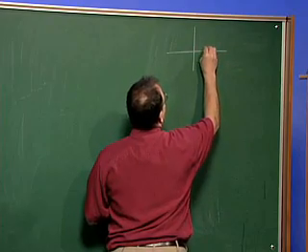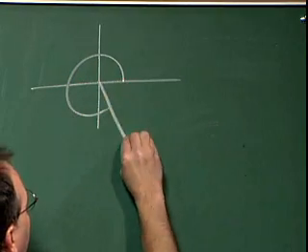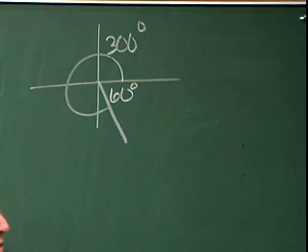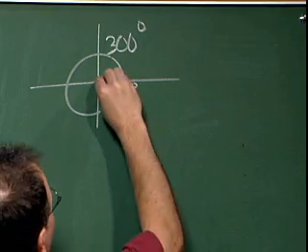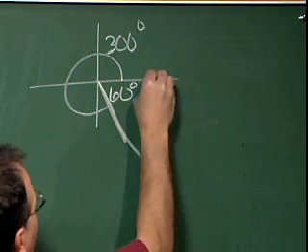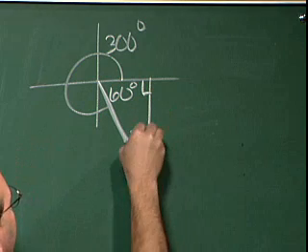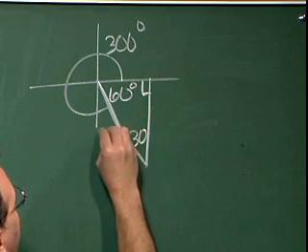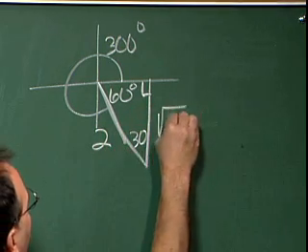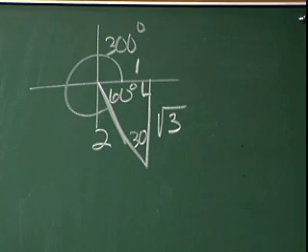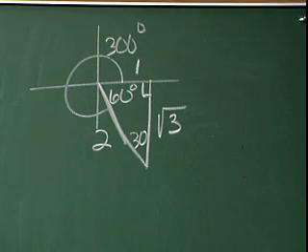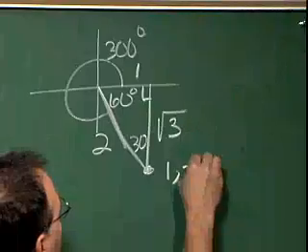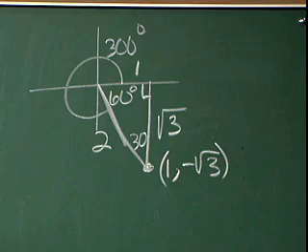The original angle is 300 degrees. So the reference angle then is 60 degrees. And we draw this triangle. So what, of course, we realize is that it's the 30, 60, 90 triangle. And with the 30, 60, 90 triangle, the hypotenuse is 2. This side is the square root of 3. And the x side is equal to 1. This point, however, is 1 comma negative the square root of 3.